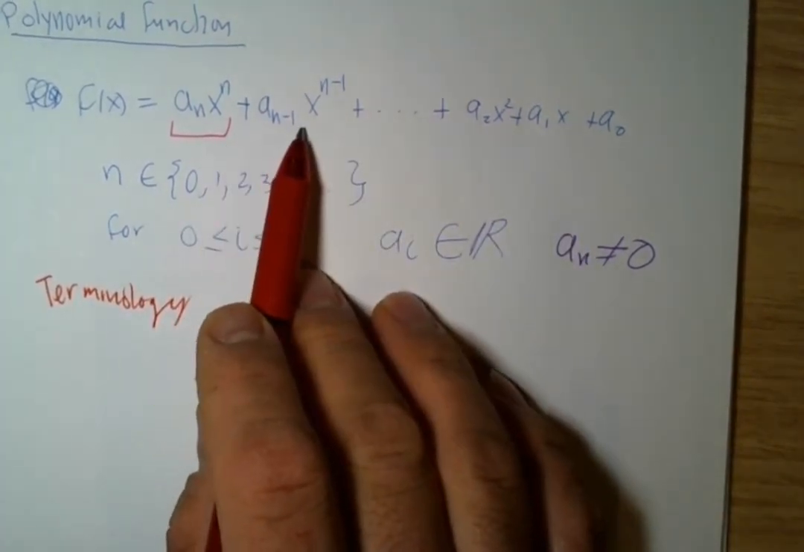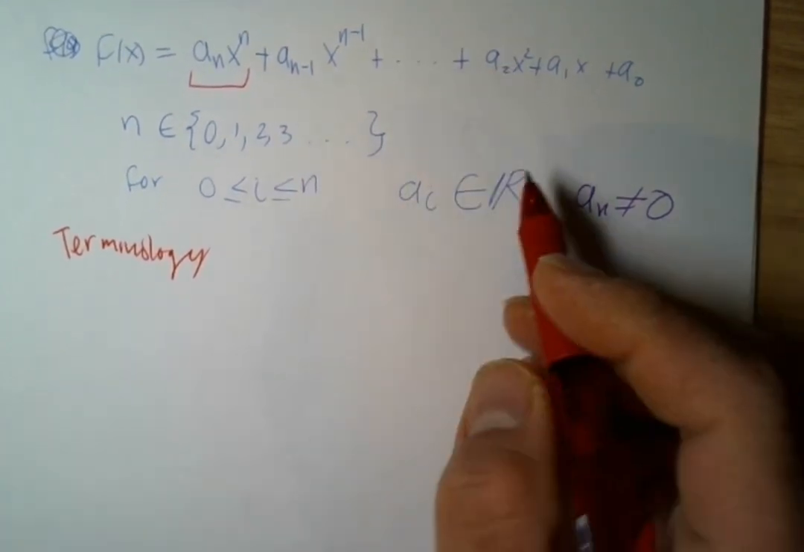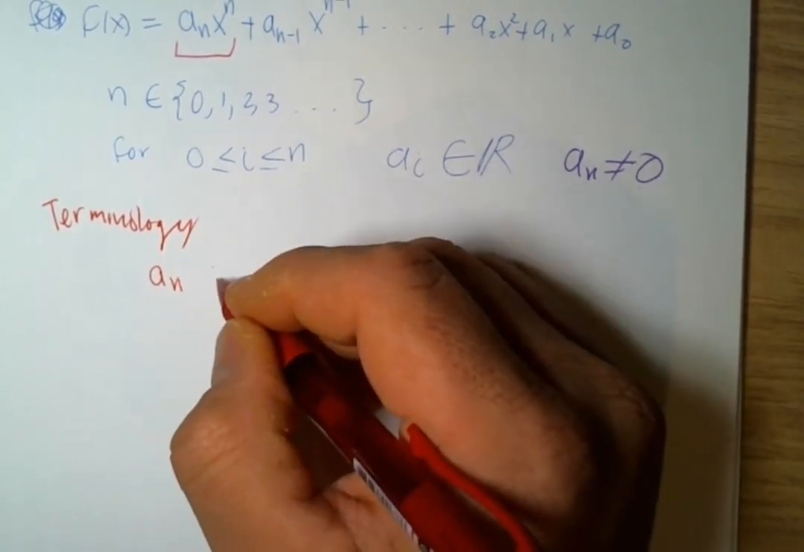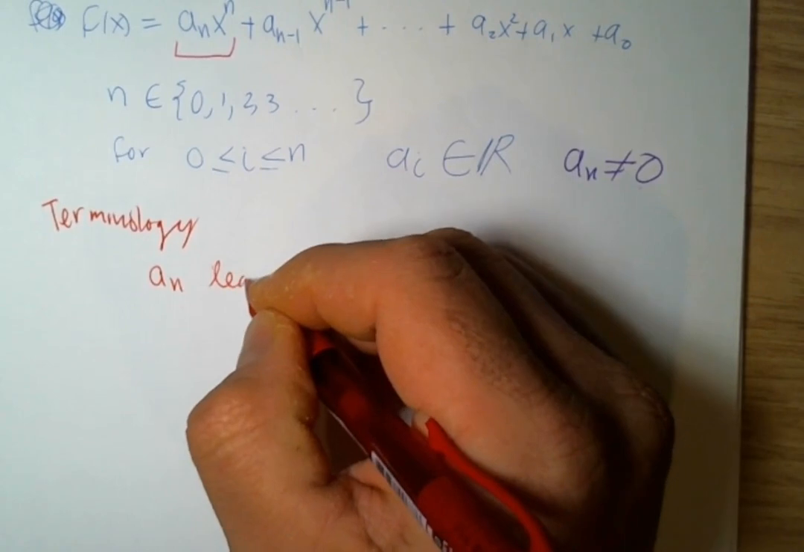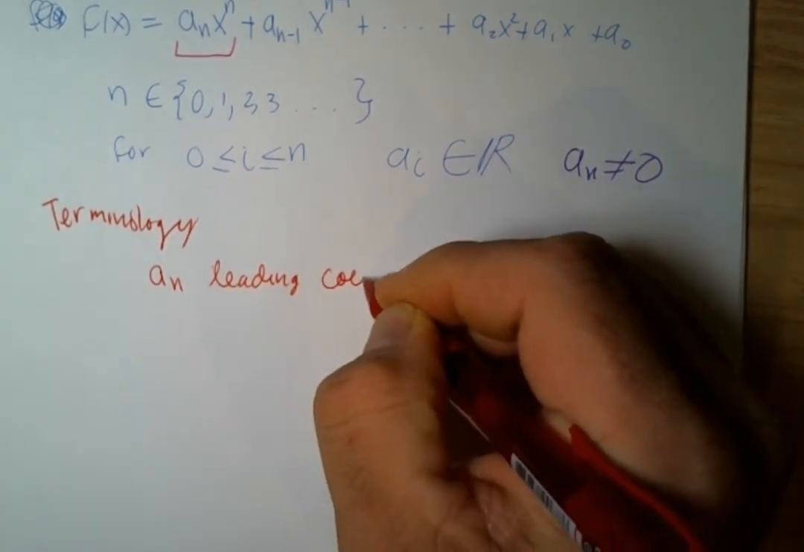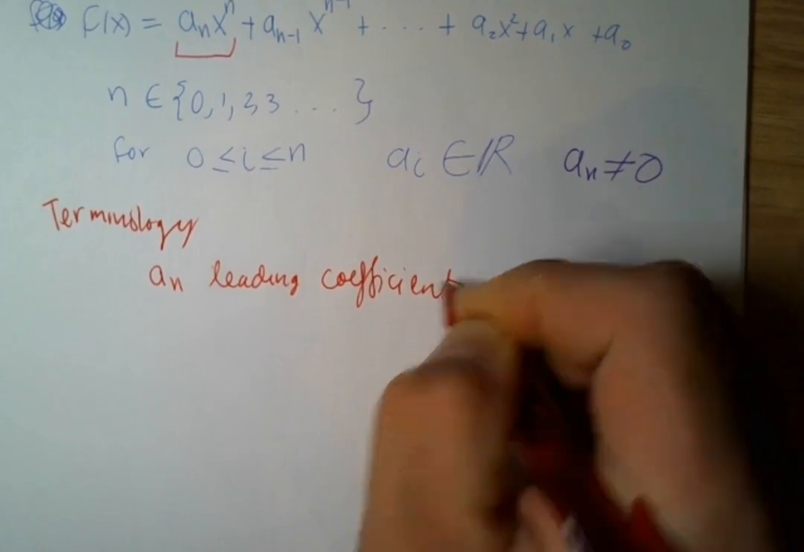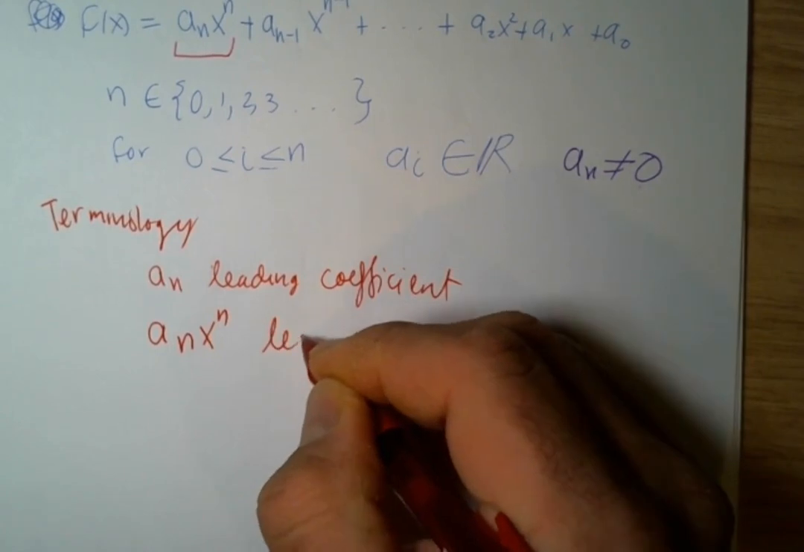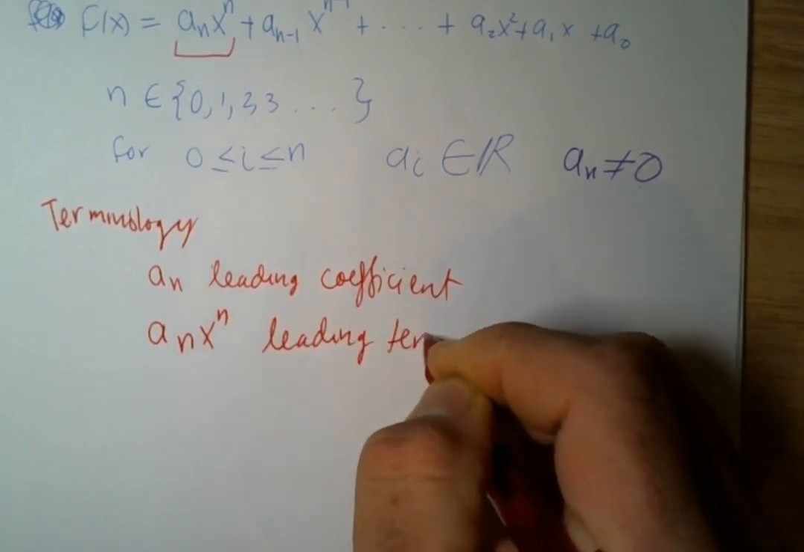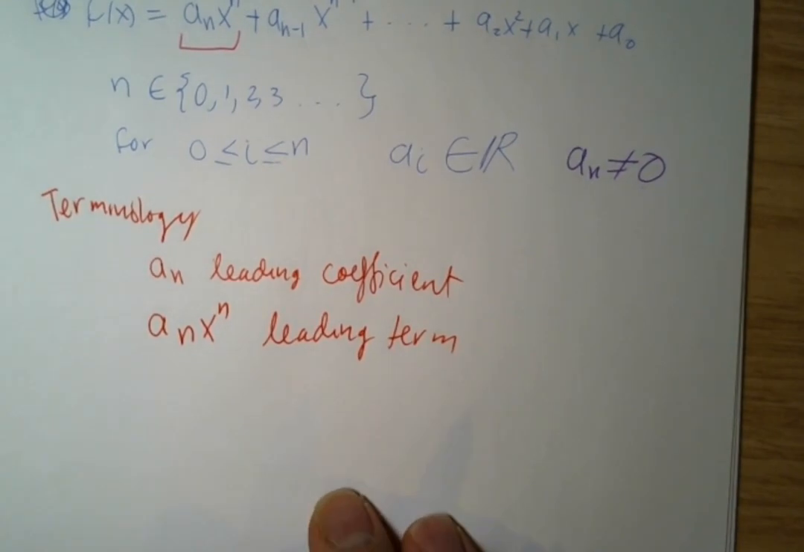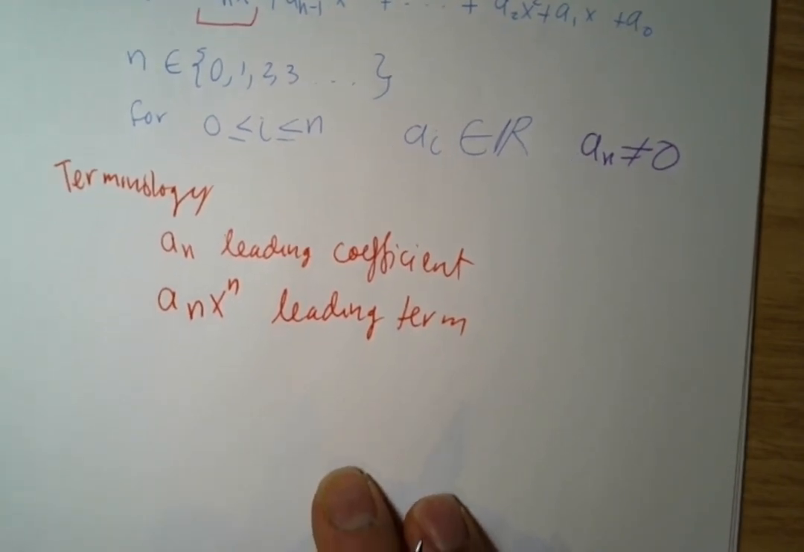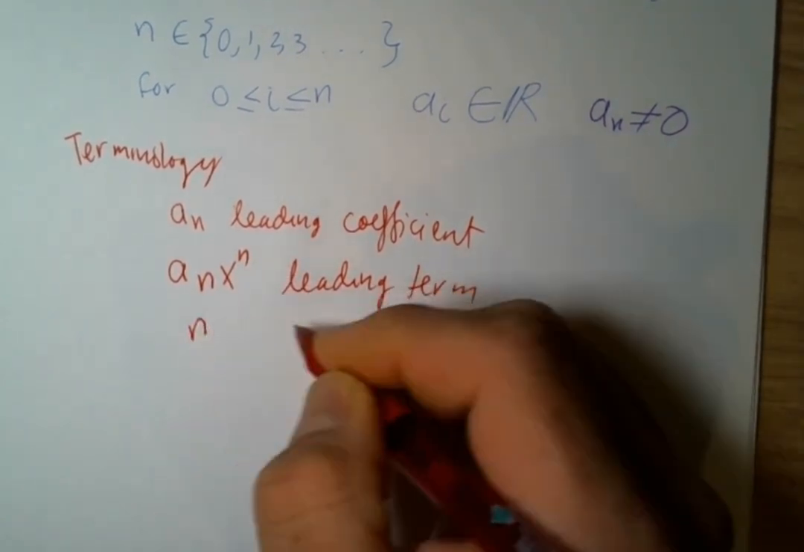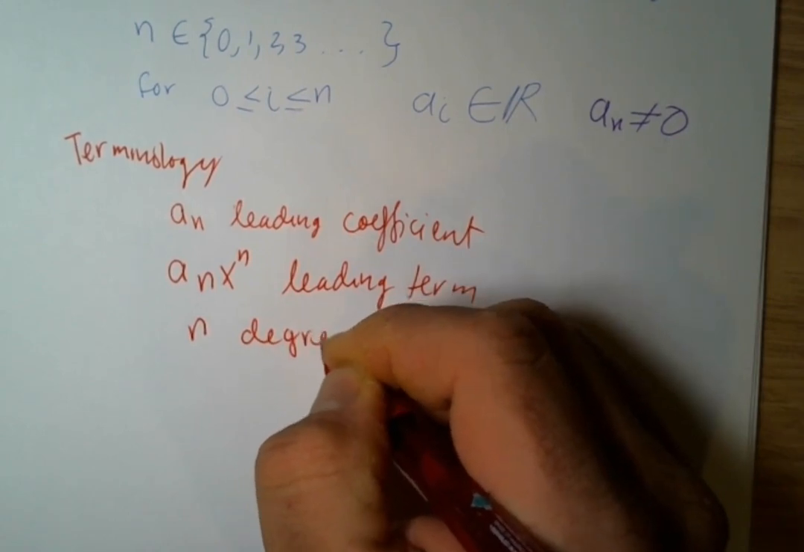Each one of these we call a term of our polynomial. In this case a sub n is what we refer to as our leading coefficient. And this here is our leading term. And then the n is going to be what we call our degree.